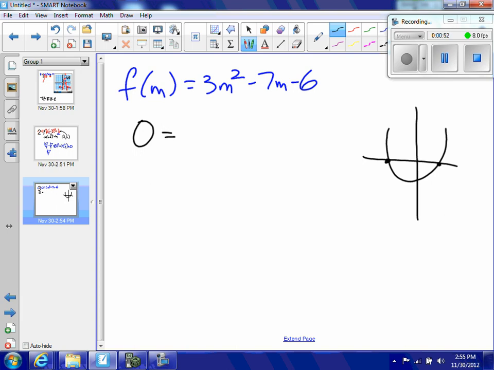Now I'm going to factor this, I'm going to use the surefire method. So I'm going to go 3 times negative 6, which is equal to negative 18. And I need to find two factors of negative 18 that are going to give me negative 7. And those would be negative 9 and positive 2. I multiply those two together, I get negative 18. I add them together, I get negative 7.